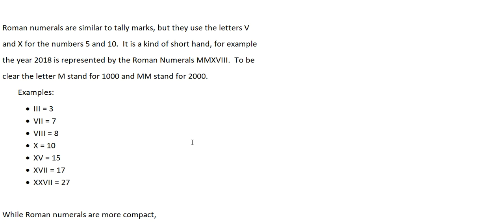A couple examples. 3 vertical marks, that's 3, or the capital letter I. A V for 5 and 2. 5 plus 2 is 7. 5 plus 3 is 8. We have X representing 10, and XV representing 10 and 5, or 15. You can see how addition is fairly easy with this too, because addition is implied in the structure here. So 10 plus 5 plus 2 is 17, and then of course add another X and we get 27.